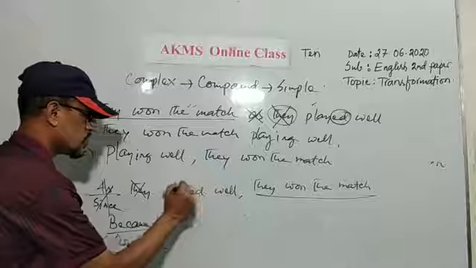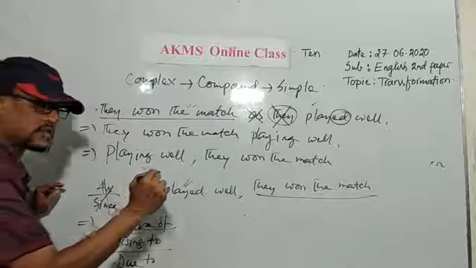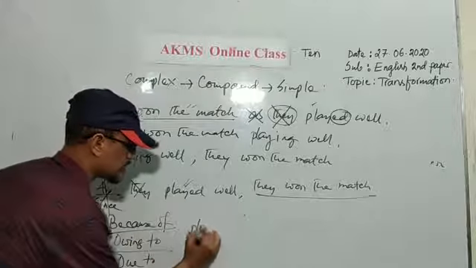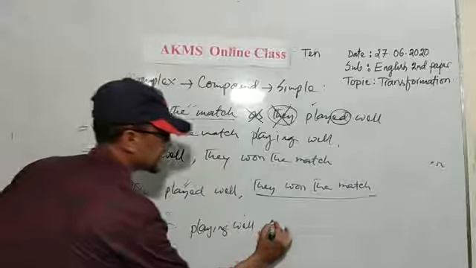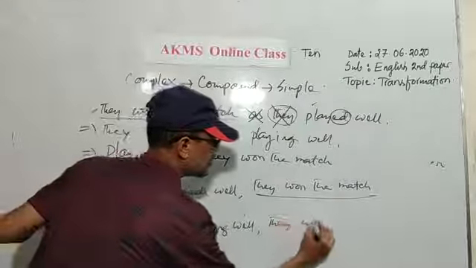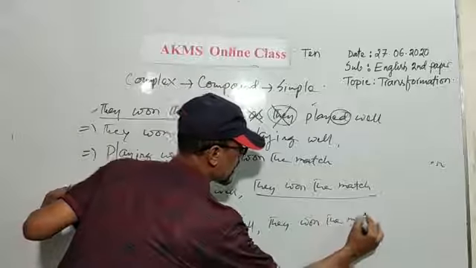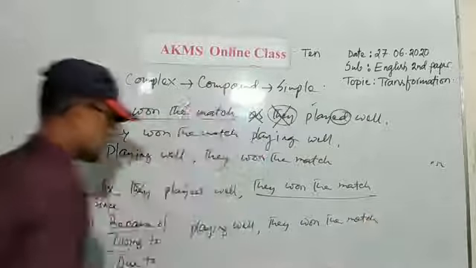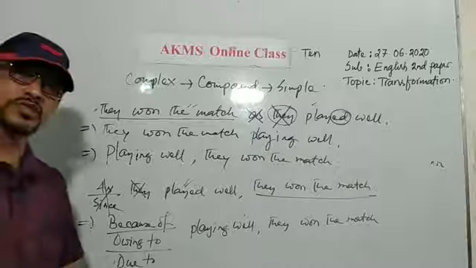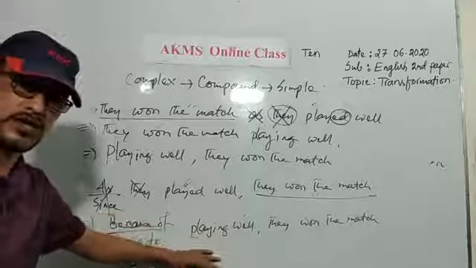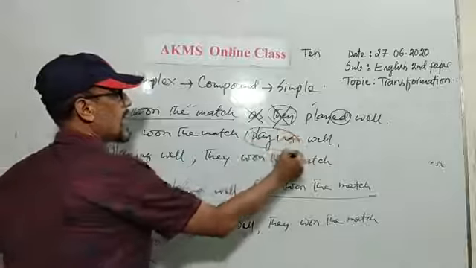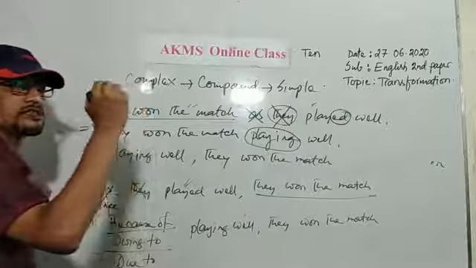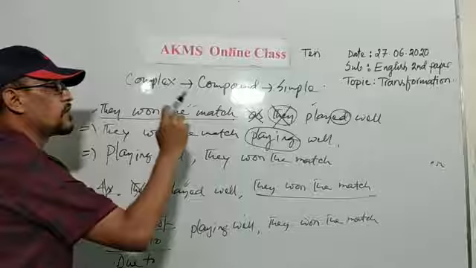And you can use the present participle form of the verb. Because of playing well, they won the match. It is another rule. First, I have used only the ing form, that means present participle form of a verb.